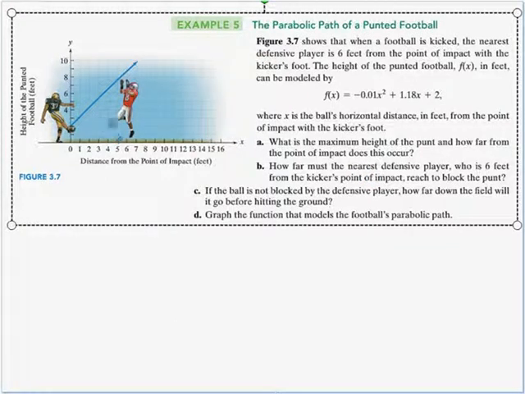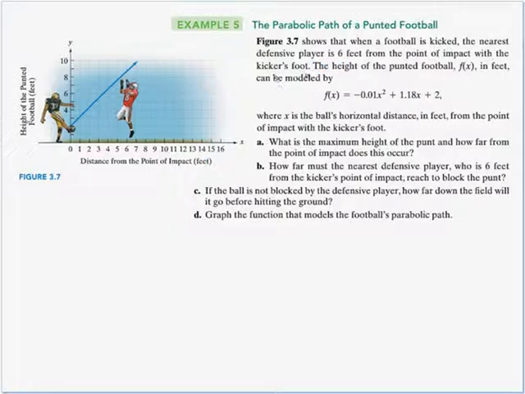The figure over here, 3-7, shows that when a football is kicked, the nearest defensive player is 6 feet from the point of impact with the kicker's foot. So here, 6 feet away from the kicker, we got this defender. He's going to come up in part B. The height of the punt, f of x, in feet is modeled by this quadratic, negative 0.01x squared plus 1.18x plus 2, where x is the horizontal distance in feet from the point of impact with the kicker's foot.